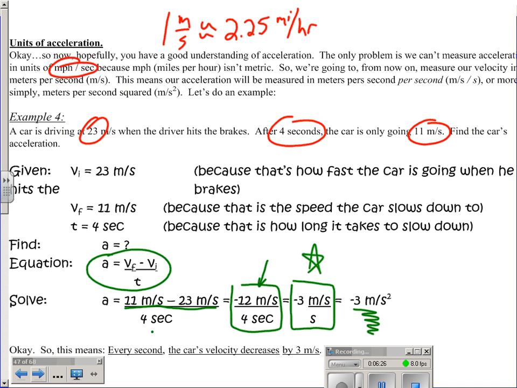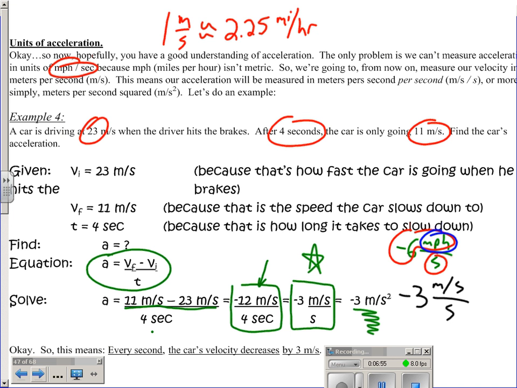Okay? So the idea is, in our last example, we had an acceleration of -6 miles per hour per second. So I was telling you how much the velocity decreased per second. Okay, now we're doing the same thing. We've just got different units. Instead of measuring our velocity in miles per hour, we're going to do it in meters per second. Okay, so now we've got -3 meters per second.